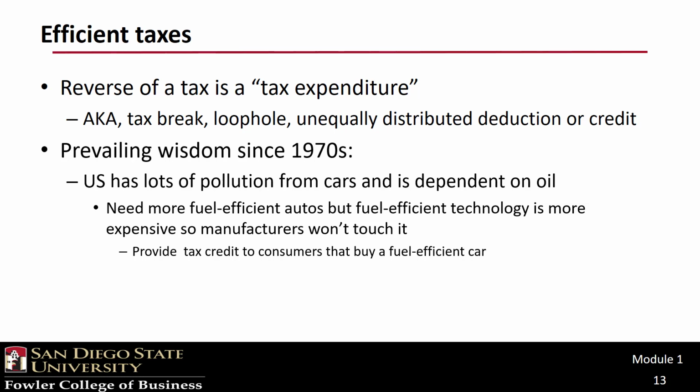The thought was, how can taxes stimulate the development of more fuel-efficient cars? How about we provide a tax credit to the consumer that purchases a fuel-efficient car like an electric car or a hybrid vehicle? But wait, that is a credit to the buyer, not the manufacturer. How does that make the cost of developing the technology cheaper?